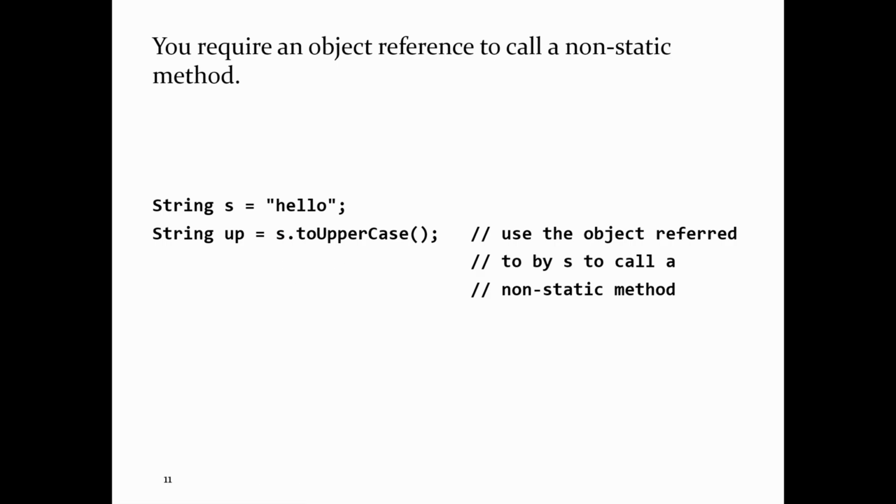The way to think about this is that you're asking this object s to perform its toUpperCase method. s holds the data corresponding to the characters of the string, so if you want the uppercase version of that string, it makes sense to ask s to compute that uppercase version for you. So when you write s.toUpperCase, you're using the object referenced by s to call the method toUpperCase.